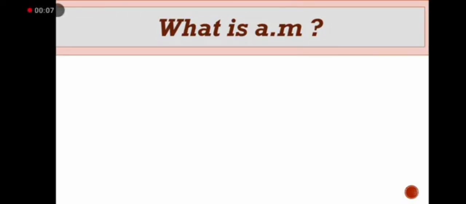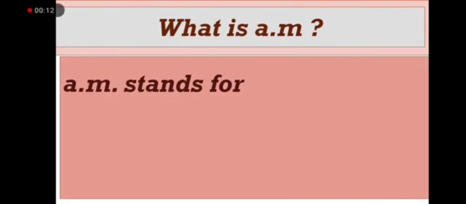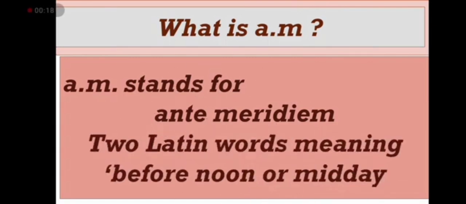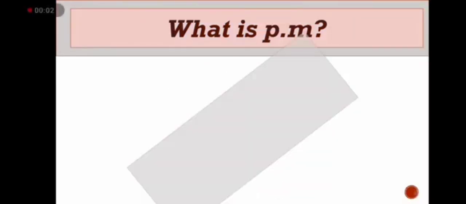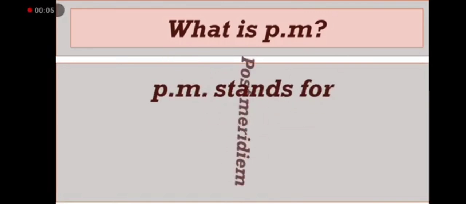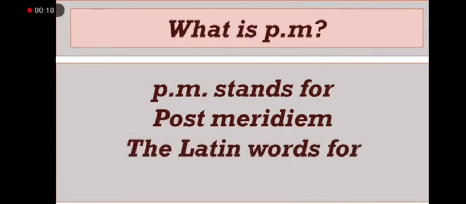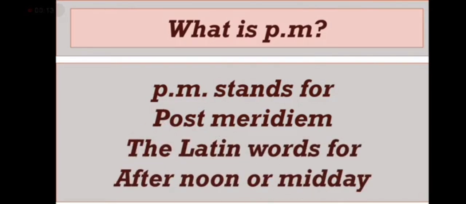Now what is AM? AM stands for ante-meridiem, two Latin words meaning before noon or midday. What is PM? PM stands for post-meridiem. These are also two Latin words for afternoon or midday. It means the second half of the day shows PM time.